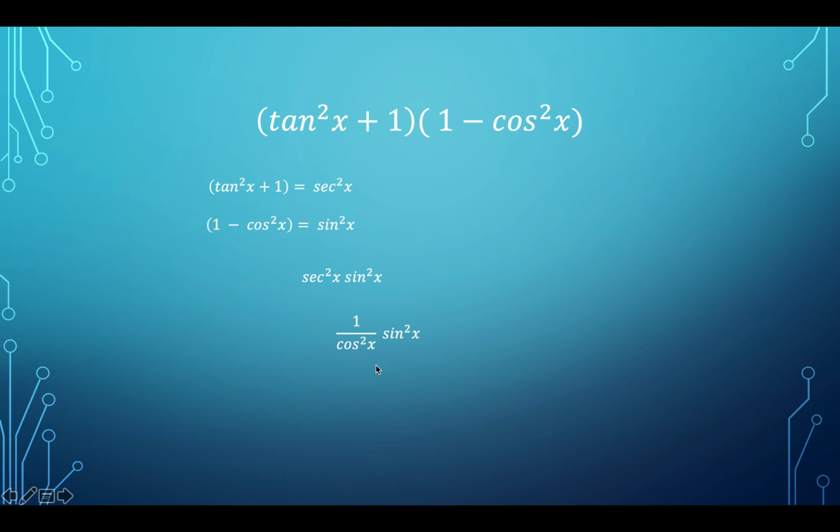But to make things a little easier, we can replace secant squared x again. So secant squared x could become 1 over cos squared x, times sine squared x. Go ahead and multiply, and we get sine squared x over cos squared x. What does that equal? We get tan squared x. That is your final answer.